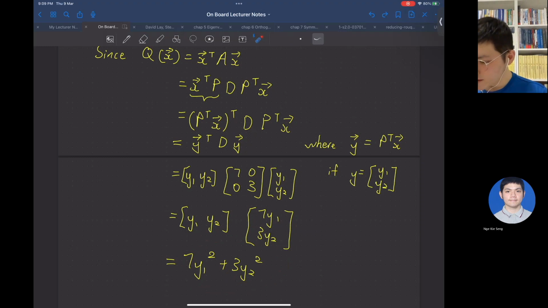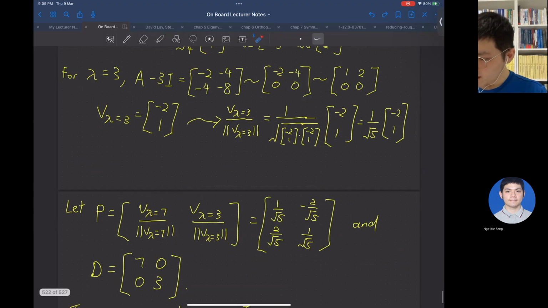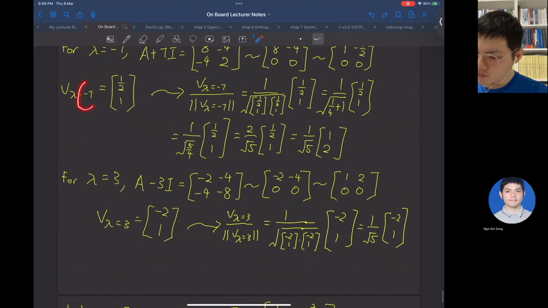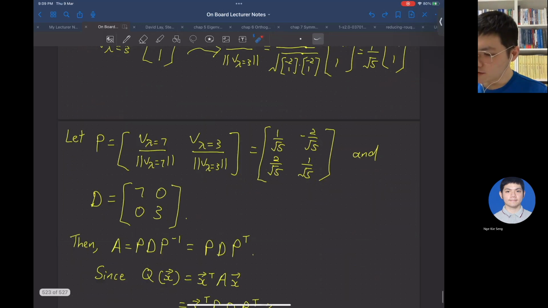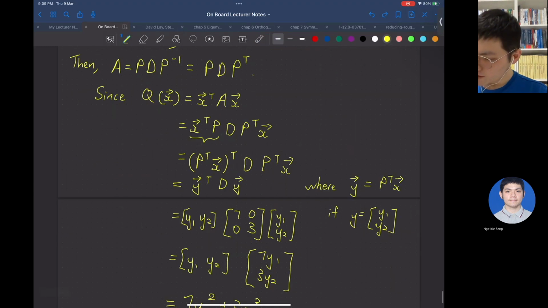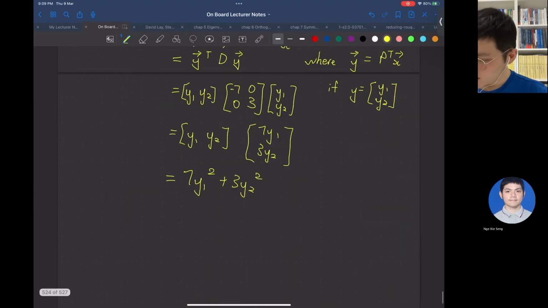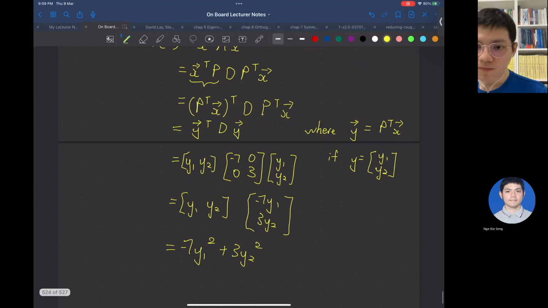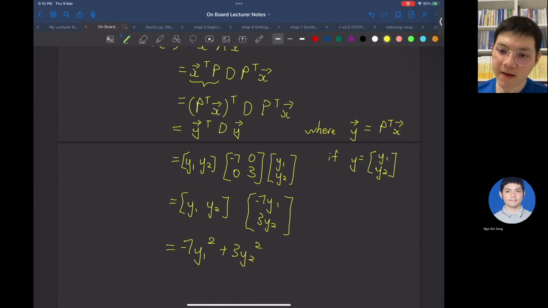Okay. And notice that the coefficient of the square of y1, y2 is actually coming from the eigenvalue. Okay, notice that I copied the eigenvalue down wrongly. So the eigenvalue here is actually -7. So let's change it. So there's a -7 here, and a -7 here and here. Okay. All right.